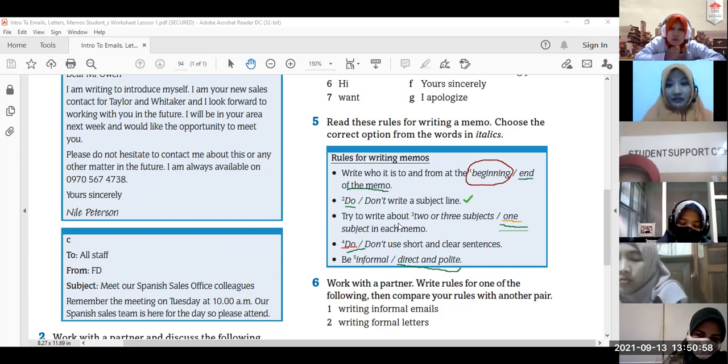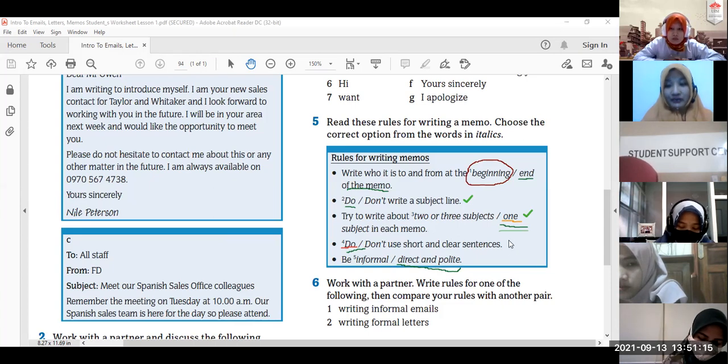Next, try to write about only one subject in each memo. Why? Because the function of a memo is to be formal, direct, and polite. We can use it as a short notice.